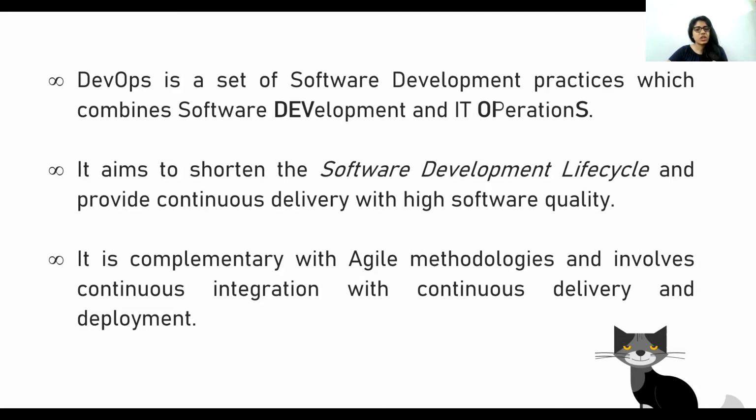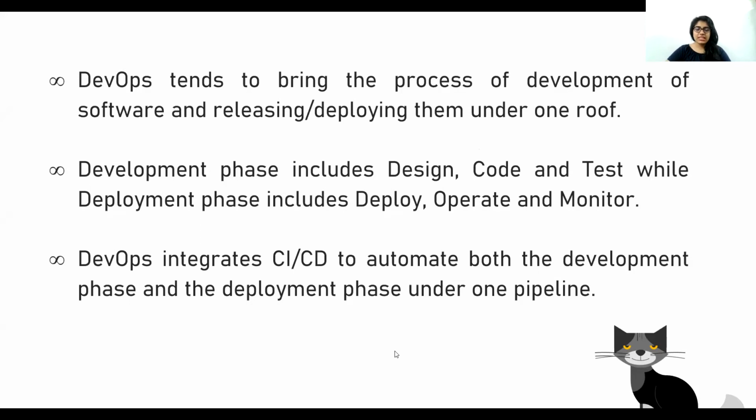Like in the case of Agile, software is delivered more often to the client, thus ensuring continuous delivery, which broadens the scope for clients to give feedback. The software development process consists of two major phases. One, development phase, and two, deployment phase. Development phase consists of planning, coding, and testing, while deployment phase consists of deployment, configuration, and monitoring.